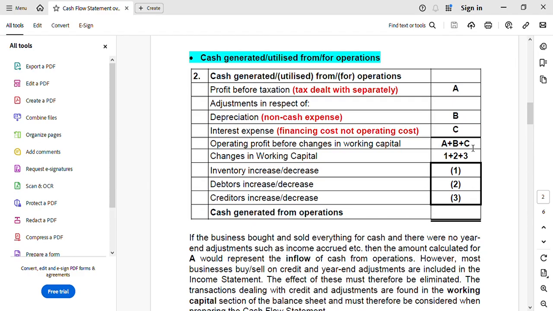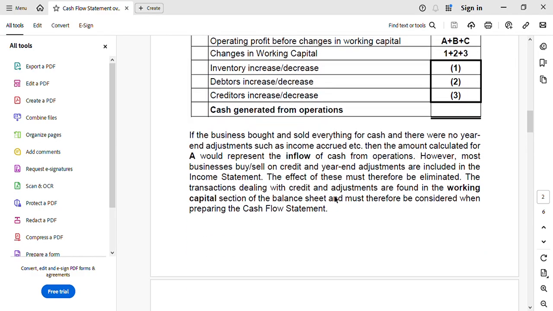Now, all credit transactions, all year-end adjustments like income accrued, expenses accrued, consumable stores on hand, etc., appear in either inventories, your debtors, receivables, or your payables, which are your creditors. So what we're going to do now is look and see how those have changed, and by doing that we can determine whether cash is coming into the company or going out.